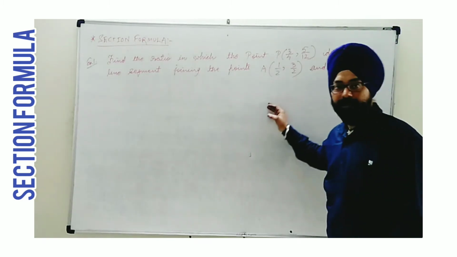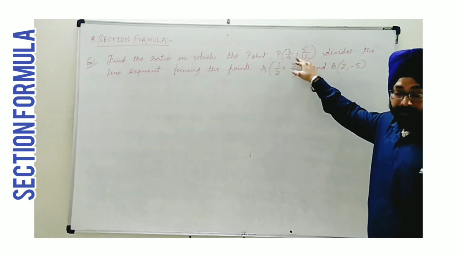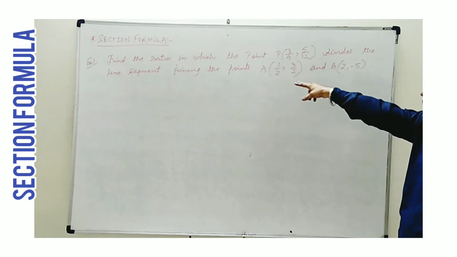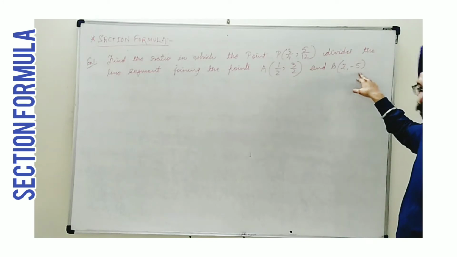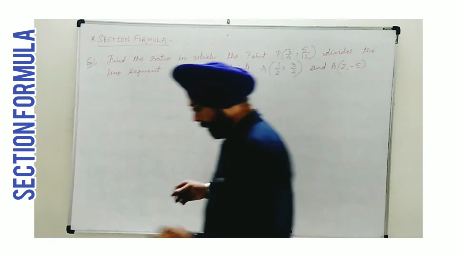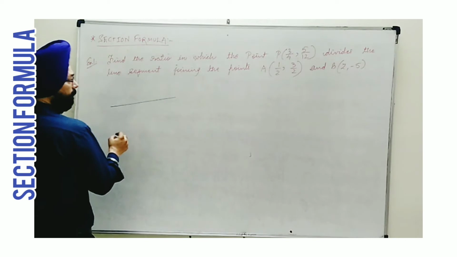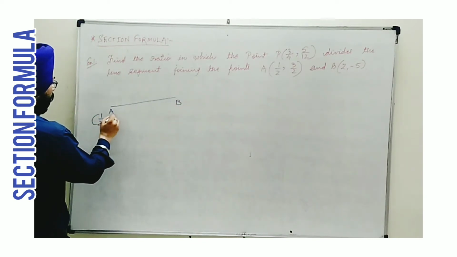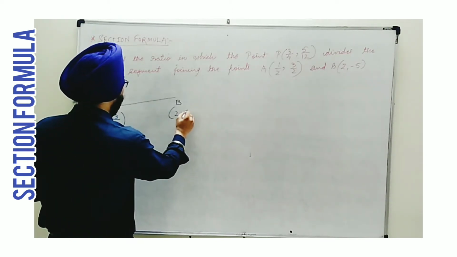Here I have taken the first example of the section formula: find the ratio in which the point P with coordinates 3 upon 4, 5 upon 12 divides the line segment joining the points A and B with coordinates 1 upon 2, 3 upon 2 and 2, minus 5. Okay. Now we need to find the ratio in which it divides. So for this purpose, we can draw a rough sketch to understand it better. We are given A, B, coordinates of A are 1 upon 2, 3 upon 2 and of B are 2, minus 5.